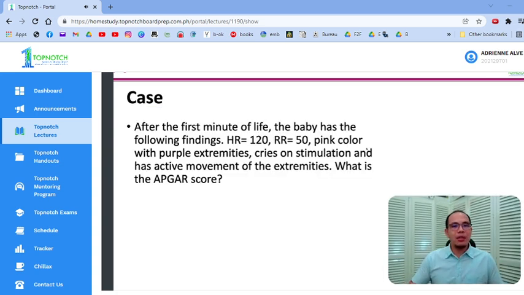Okay? Next case, after the first minute of life, the baby has the following findings. So after the first minute, lumabas si baby, nag-dry ka na, nag-skin to skin ka na, your heart rate is 120, your RR 50, the color is pink with purple extremities, the baby cries on stimulation, has active movement of the extremities, and the question here is what is the APGAR score?